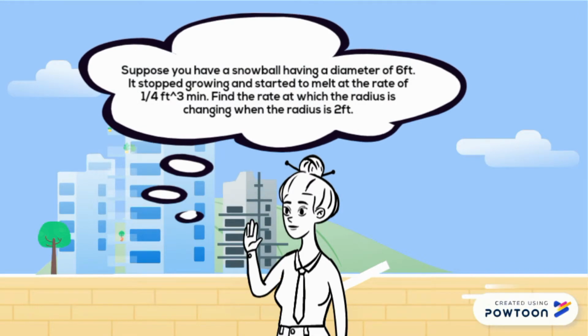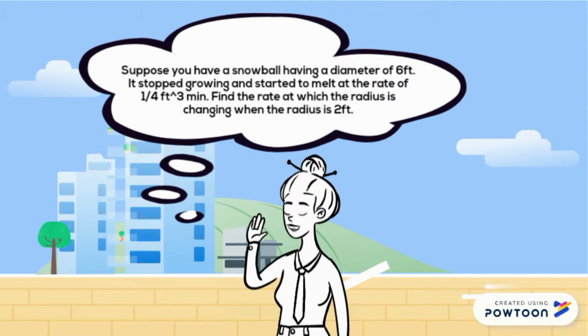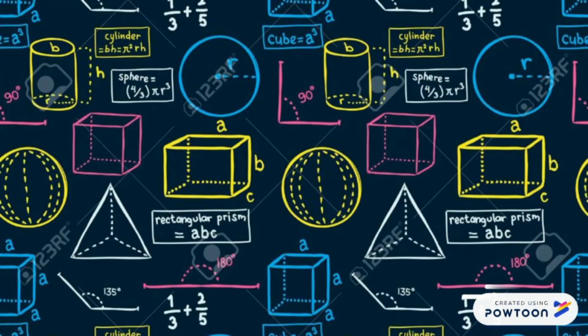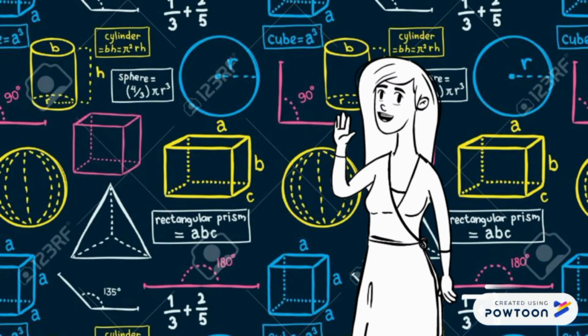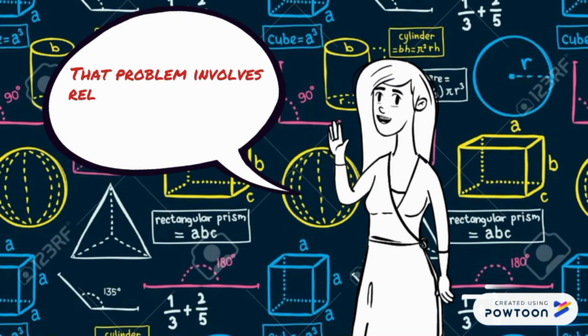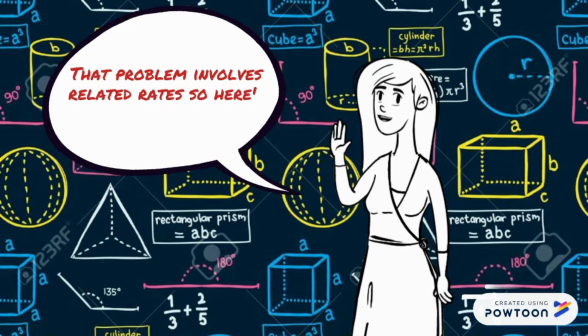Suppose you have a snowball having a diameter of 6 feet. It stopped growing and started to melt at the rate of 1/4 feet cube per minute. Find the rate at which the radius is changing when the radius is 2 feet. That problem involves related rates. So here's the solution for that problem.